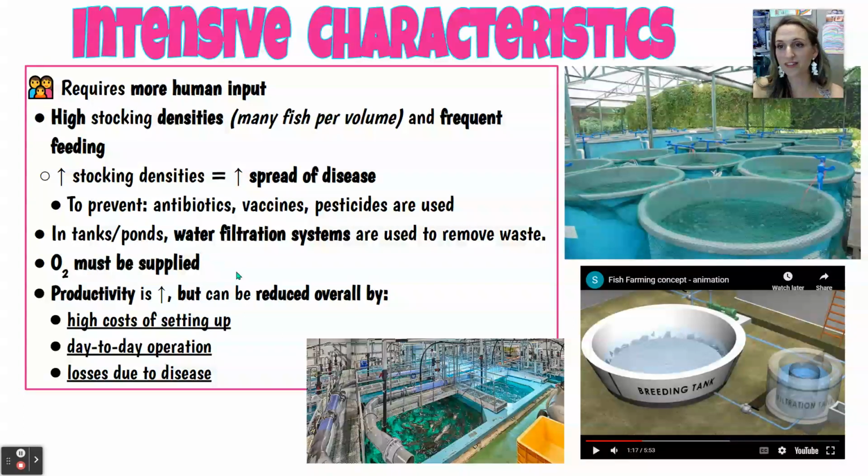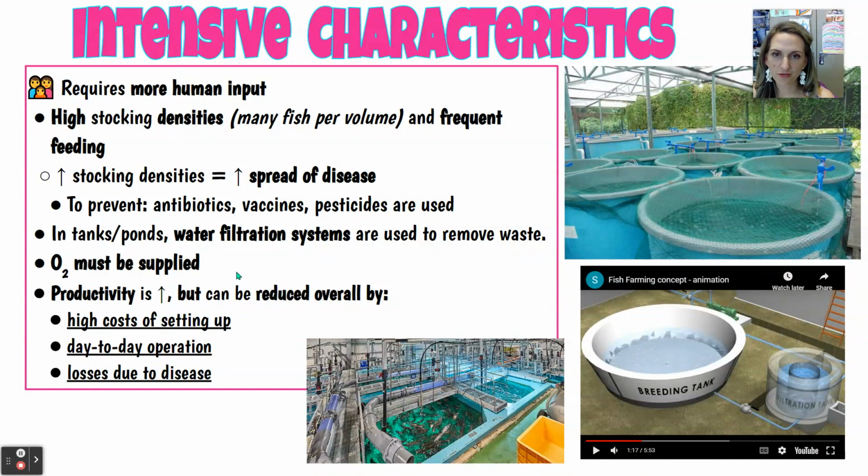And so increasing the stocking densities, it's a numbers game. If you're attempting to grow more, then you can sell more, and it eventually will pay, hopefully, for all of your investment costs and your running daily costs. The high stocking densities do encourage the spread of disease. So to prevent that, there's antibiotics, vaccines, and pesticides, and that will be mentioned so many times.